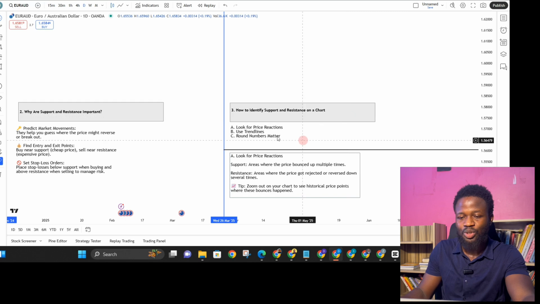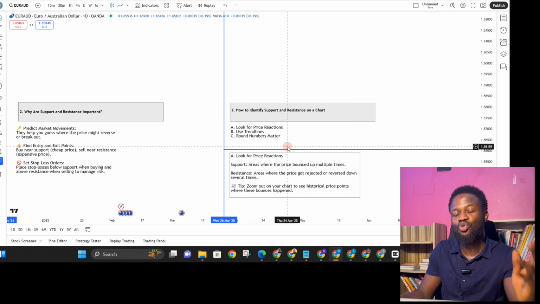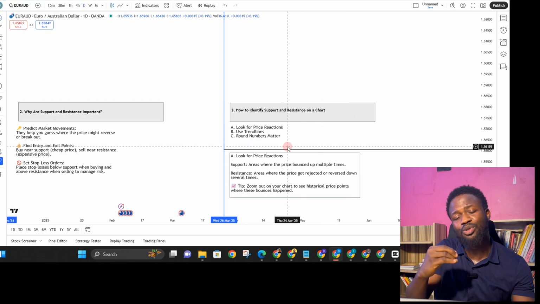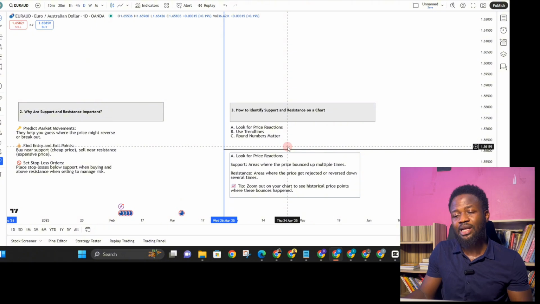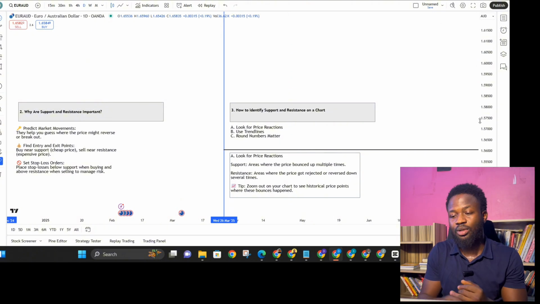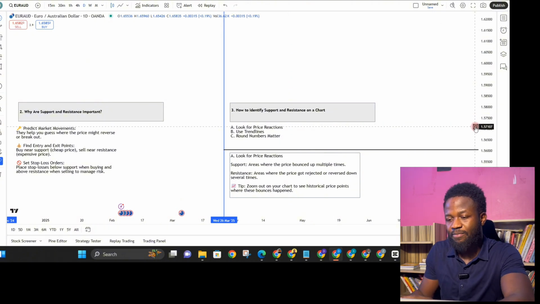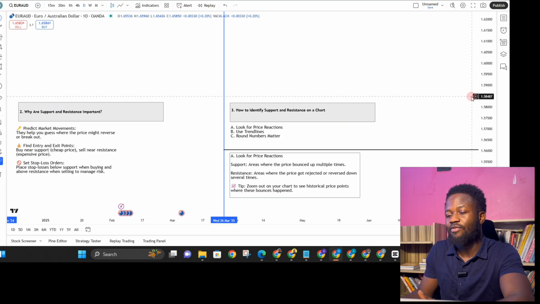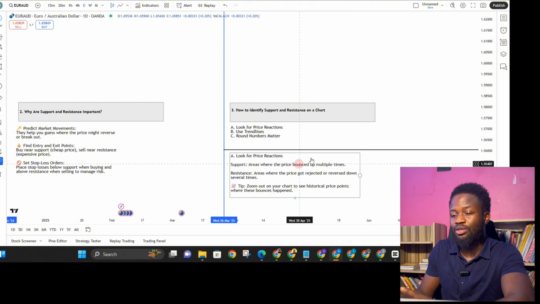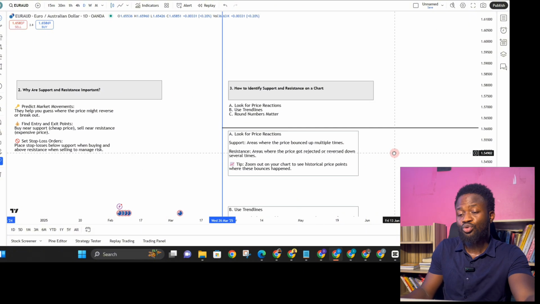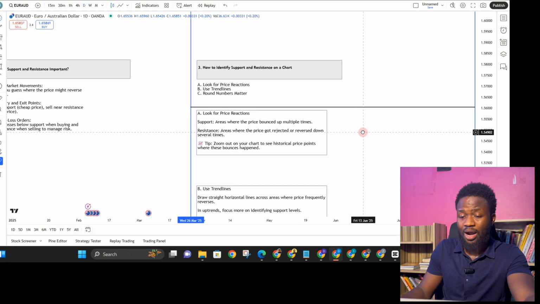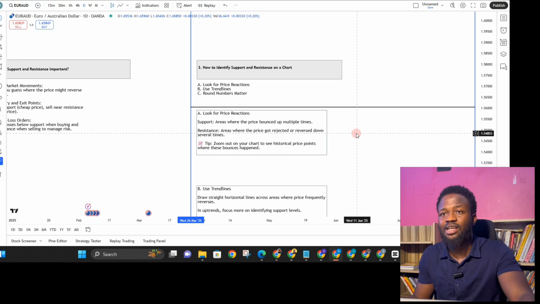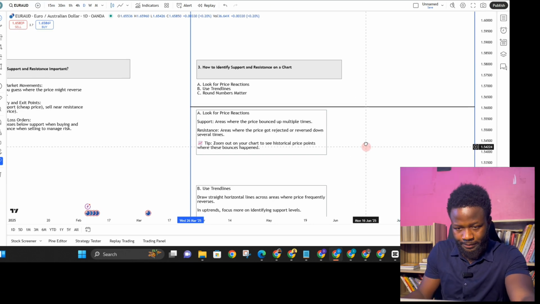All right. So then the third one is the use of round numbers, and I'm going to tell you why round numbers like 1,000, like look at the side of the price here, like 1.57 thousand, 1.858 thousand without the dot at the back, how those two can be useful as well in identifying support and resistance levels. Let's move forward.